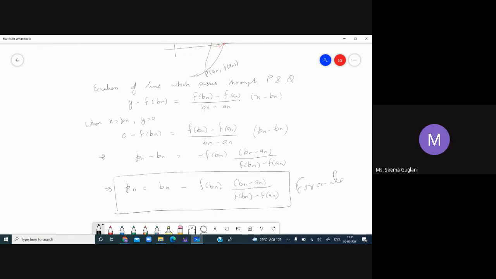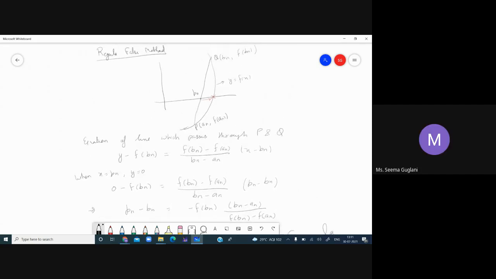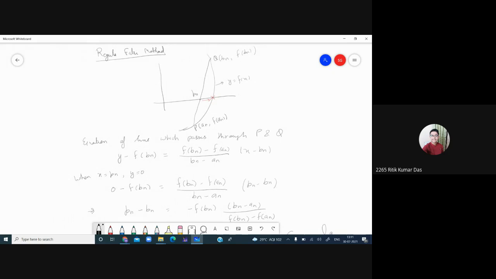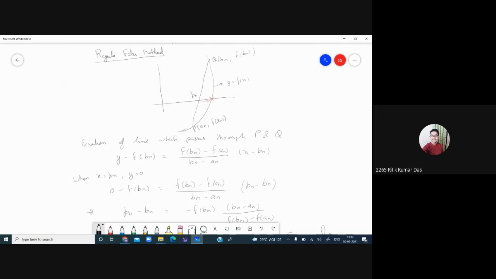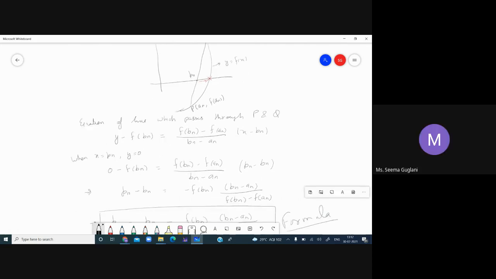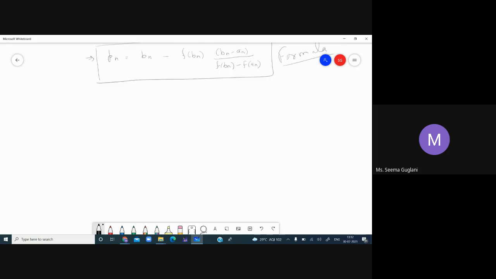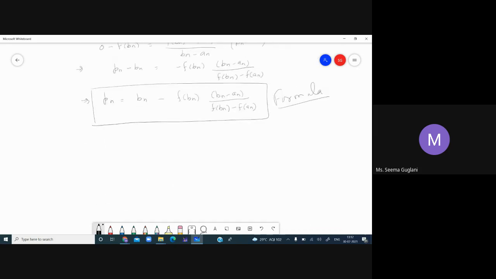Ma'am, can we write the equation of the line in terms of point P also, like using an and f(an)? Will that make a difference, ma'am, if we do that? How will you write it the other way? Like y minus f(an). It doesn't matter. You can take any point. It doesn't matter. If point Q is also there, you can take that also. No issues.